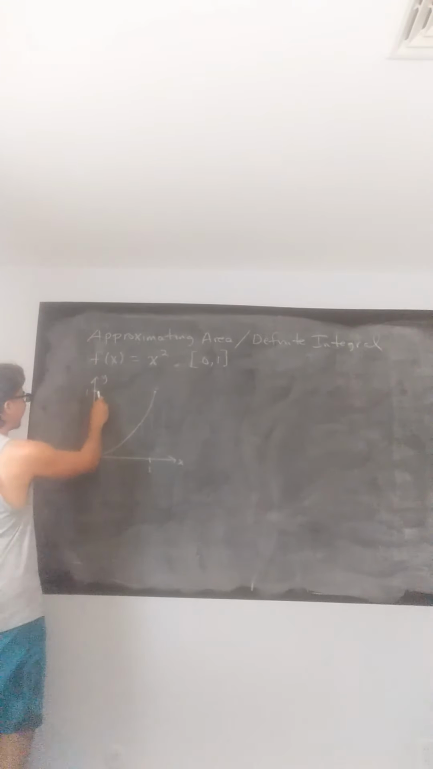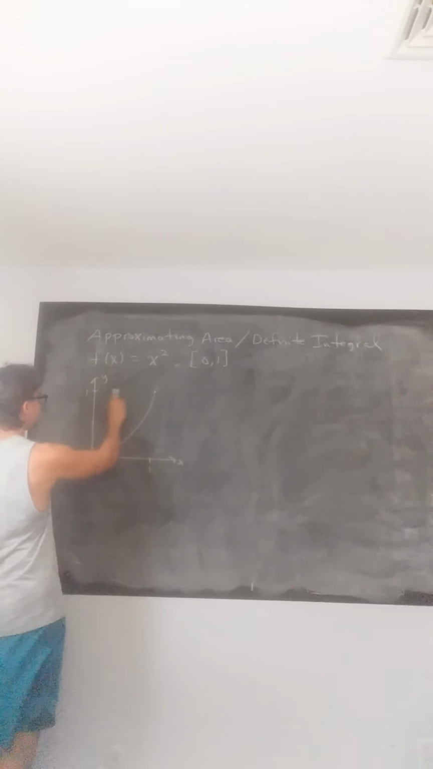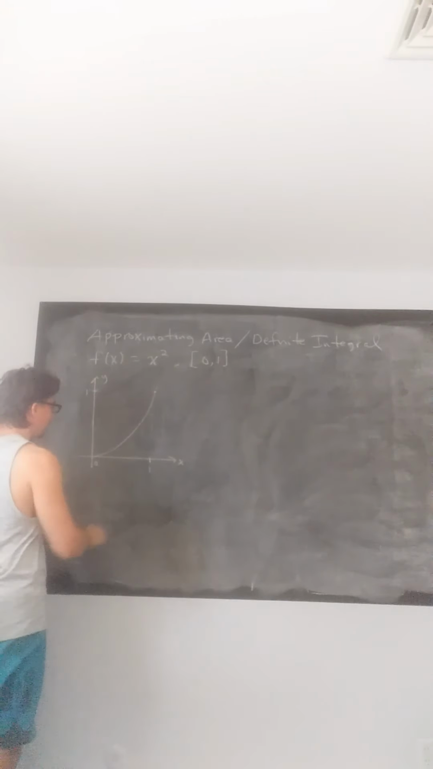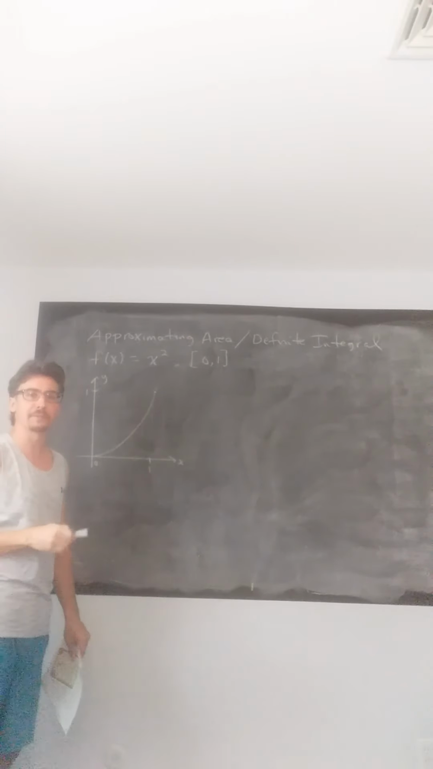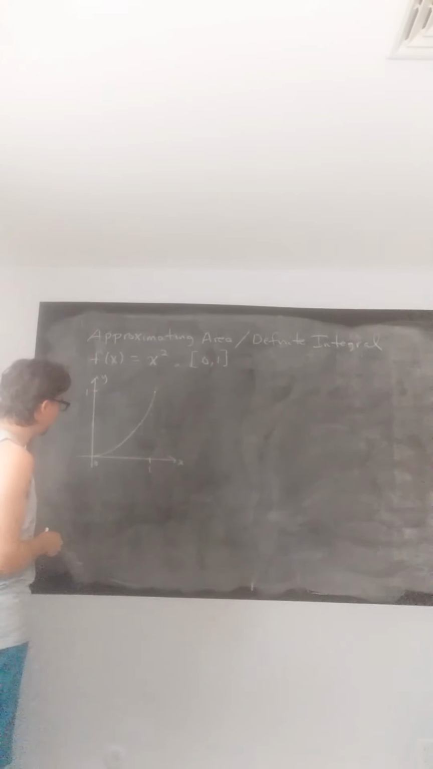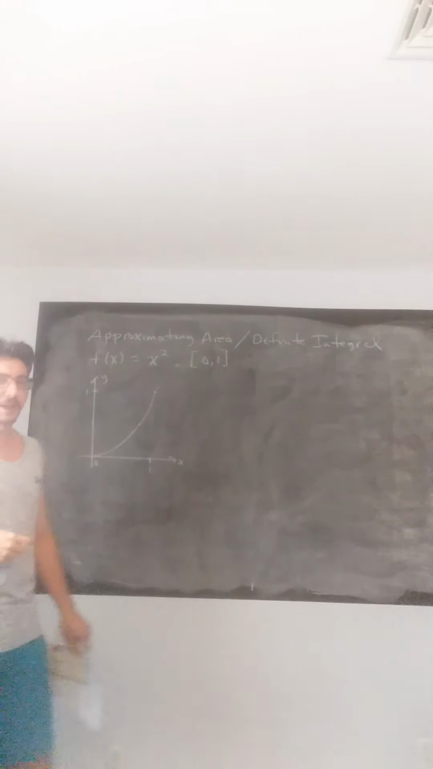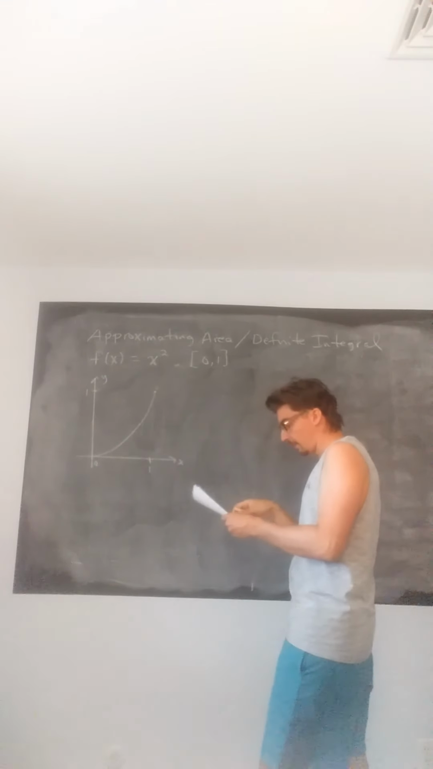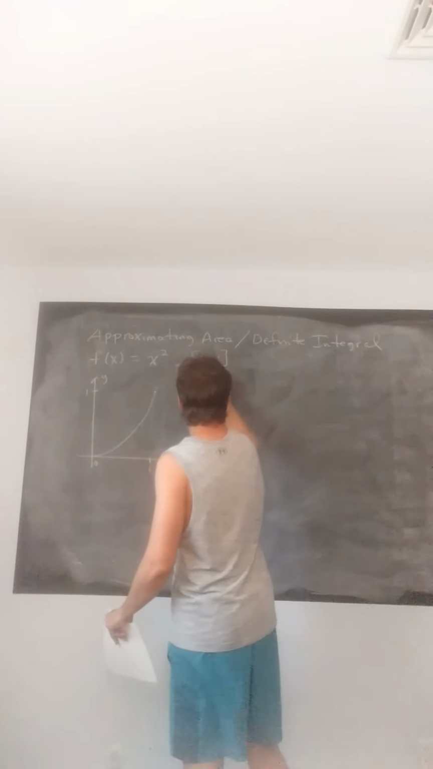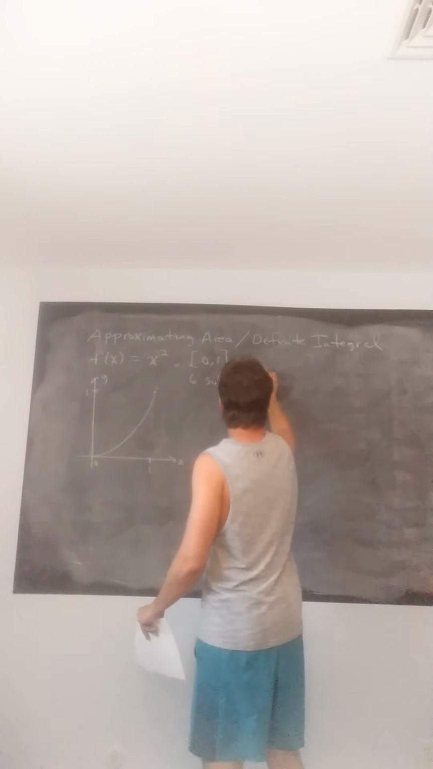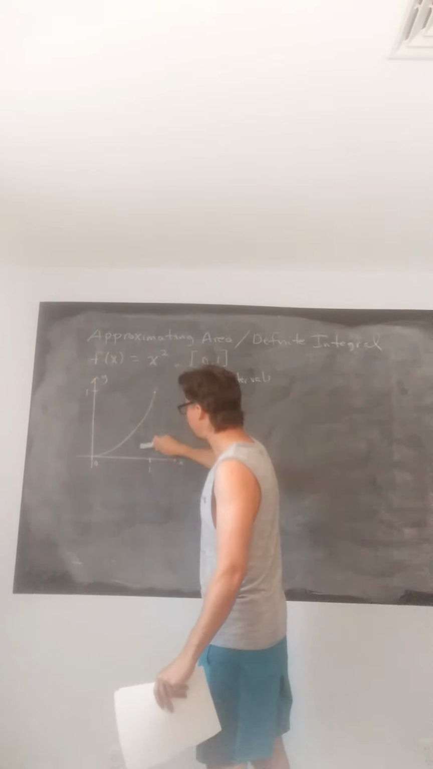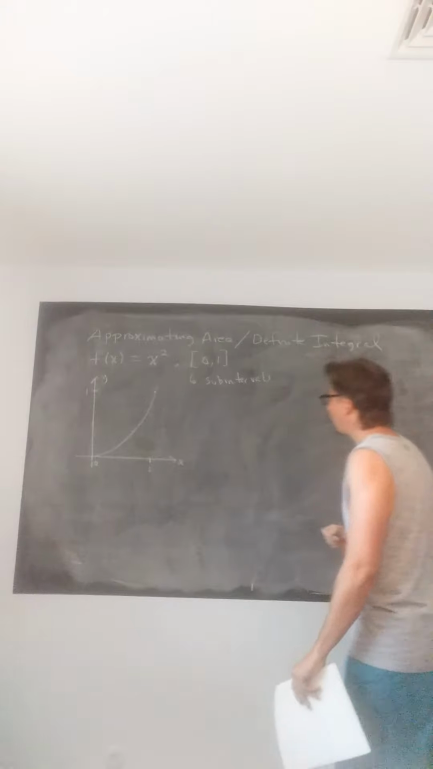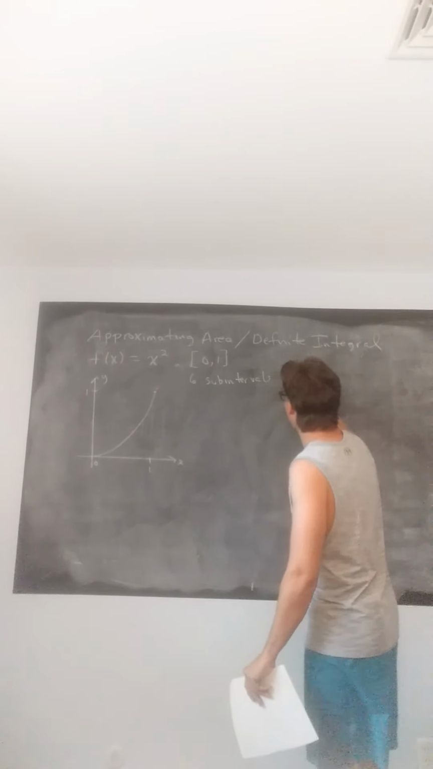If we took the area using one rectangle, it would cover this whole region, but that would be a gross overestimate. Two rectangles would still be a gross overestimate of the area. So in my example, let's take the function x squared over 6 subintervals. That means we're going to have 6 approximating rectangles, and here's how we figure it out.